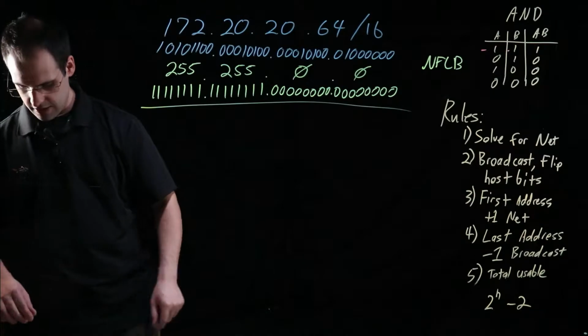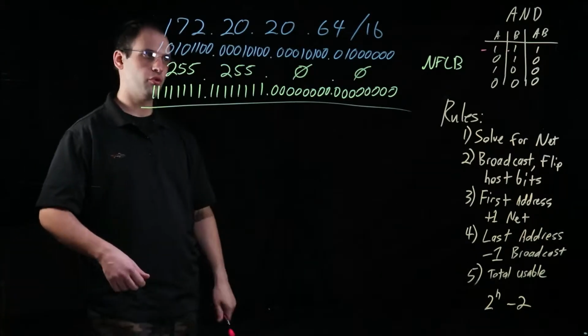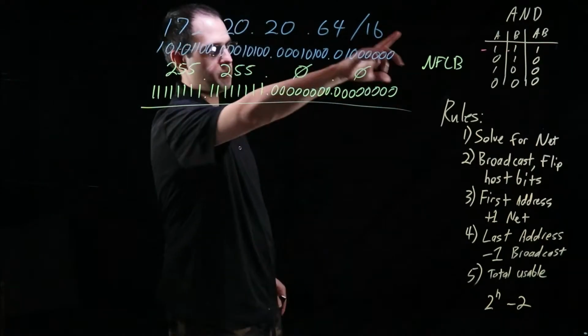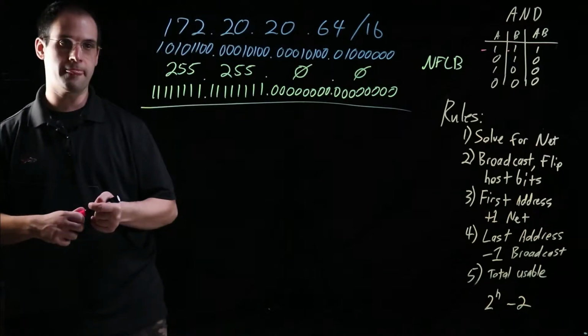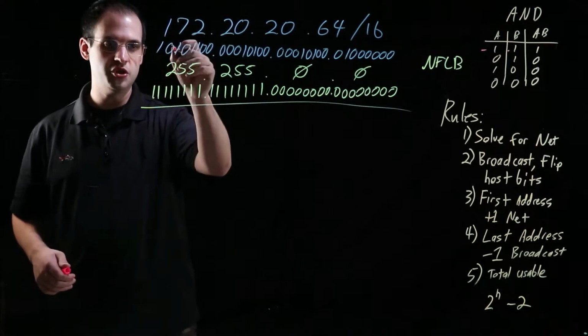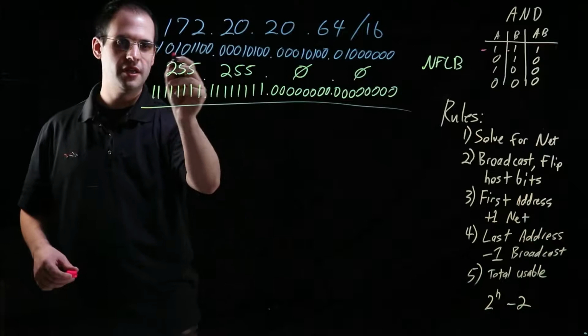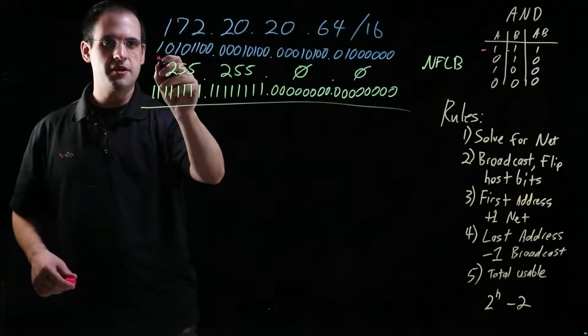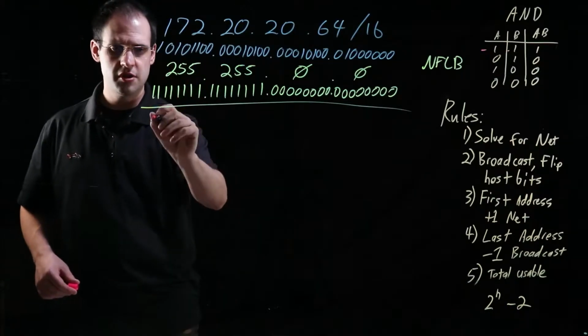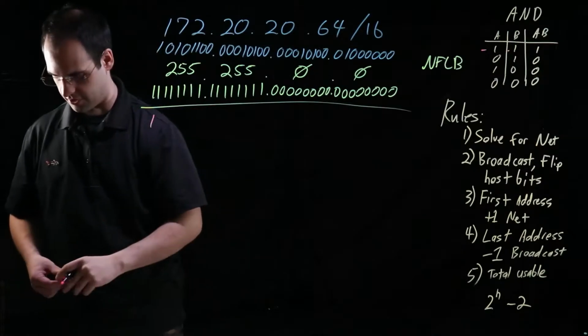Okay, so there's my subnet mask, and I can start finding my information. Once again, I'm going to solve for the network address, and I'm going to use the ANDing process to do it. We AND each and every bit, one by one. If I have all ones here, I'm going to get my exact combination here.